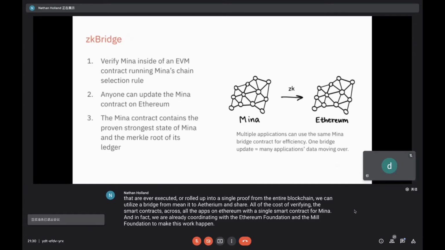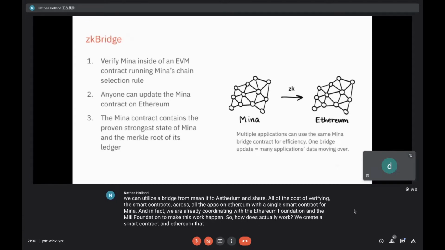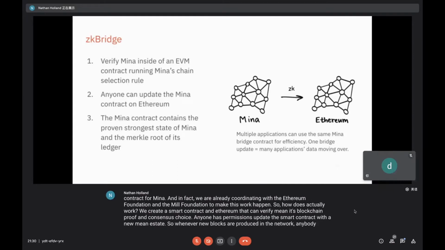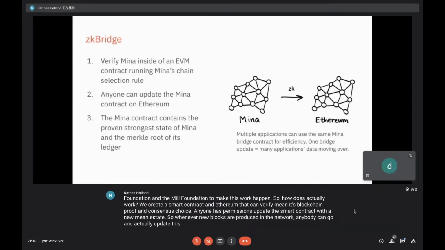So how does it actually work? We create a smart contract in Ethereum that can verify Mina's blockchain proof and consensus choice. Anyone has permissions to update the smart contract with a new Mina state. So whenever new blocks are produced on the network, anybody can go and actually update this smart contract on Ethereum with those new blocks. And the smart contract is able to run Mina's consensus algorithm to look at those blocks and make a choice about which of those is better.